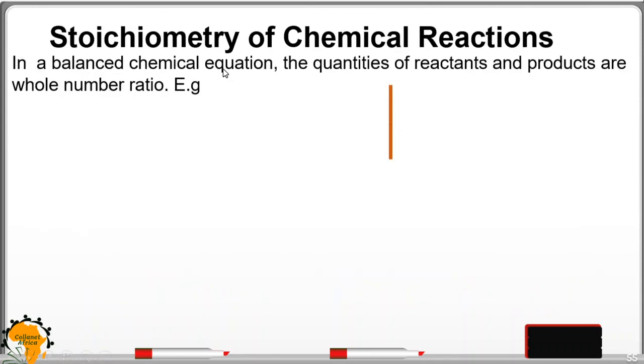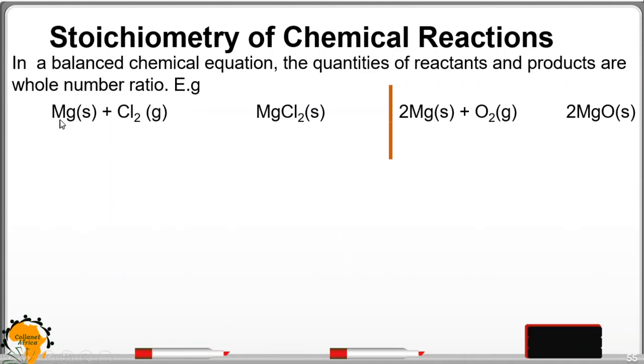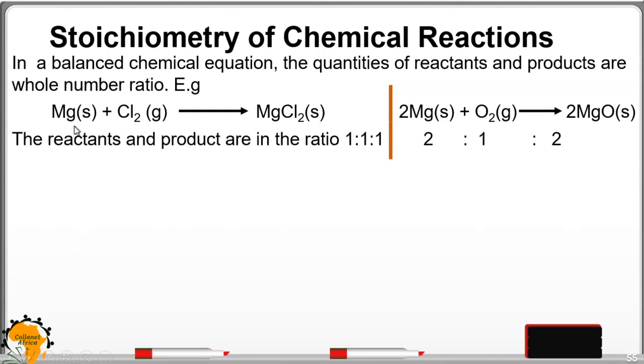In a balanced chemical equation, the quantities of reactants and products are in a whole number ratio. For example, if you are reacting magnesium and chlorine gas, you form magnesium chloride. So this one is balanced. We have 2 chloride ions and we have the molecule here with 2 atoms of chlorine. Magnesium 1, magnesium 1. So the ratios are 1:1:1. That is why it is 1:1:1.